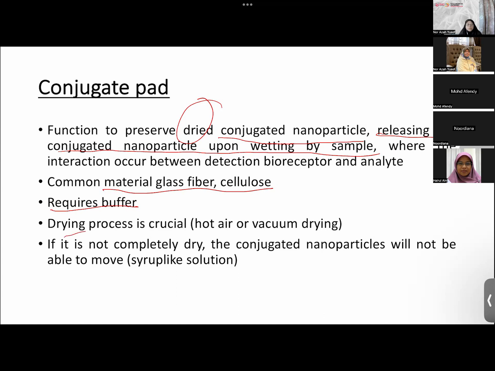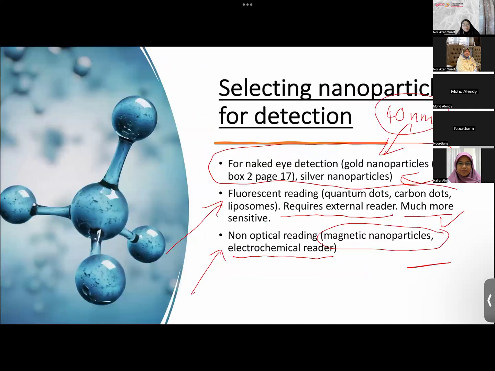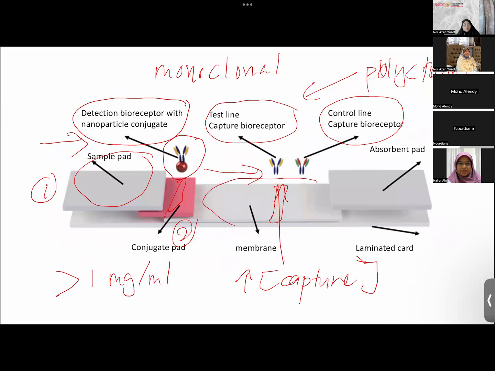The drying process is crucial. You can use hot air or vacuum drying. If it is not completely dry, the conjugated nanoparticles will not be able to move. It is called a syrup-like solution. It will be stuck there and will not be able to move, then you will not get a reading. And then, of course, the next one is the membrane pad, which is where you put the test line and the control line. This is the membrane pad.